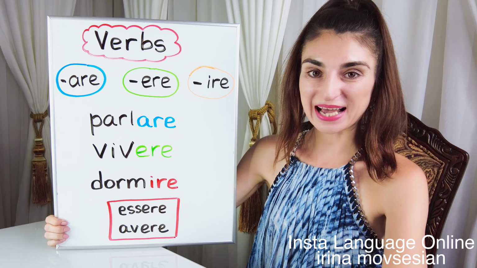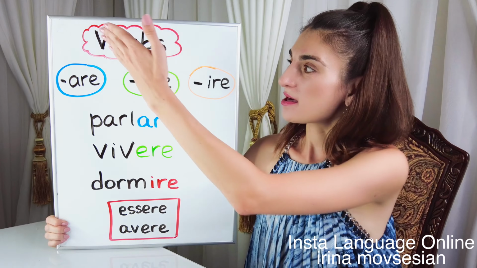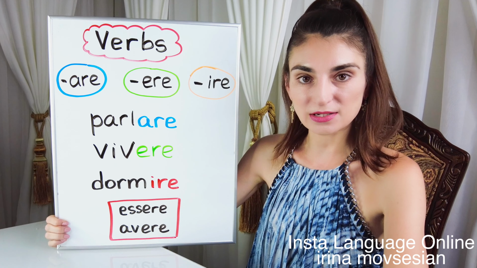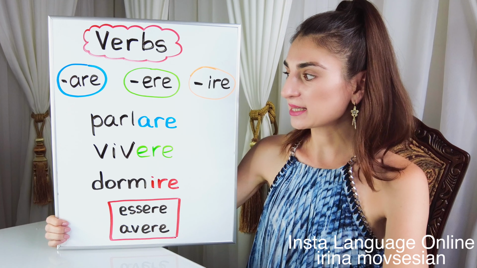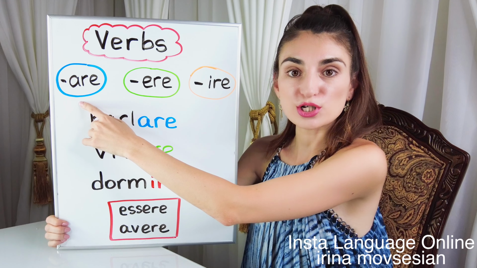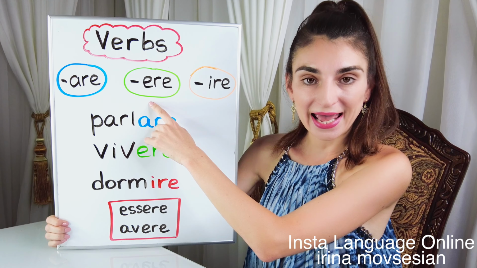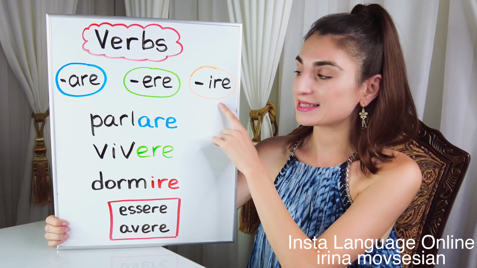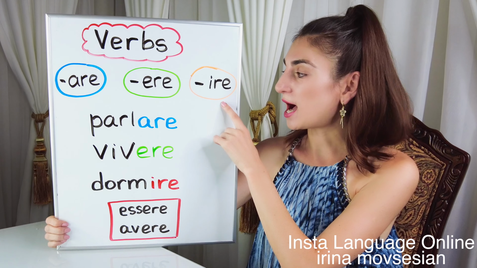Hello, my dear friends. My name is Irina, and welcome to one of the most important topics in the Italian language, the verbs. In the Italian language, we have three types of verb endings, and that's how we know how to distinguish them. We have verbs with the ending are. This is the first conjugation, the first type. We have the verbs with the ending ere. This is the second type of the verbs. And we have the verbs with the ending ire. This is the third type of conjugation, the third type of the verbs.